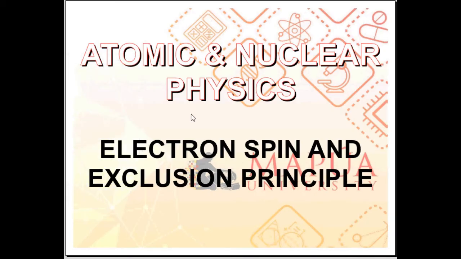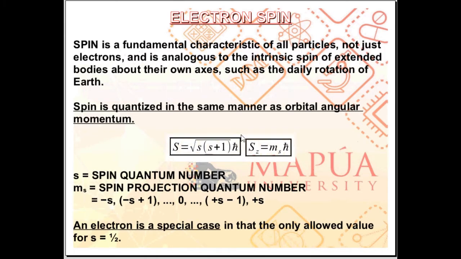So, continuing on with our discussion on atomic and nuclear physics. In this video, we cover the concept of the electron spin and the exclusion principle. Electron spin, or simply spin, is a fundamental characteristic of all particles, not just electrons. And just like, say, the Earth rotating on its axis as it moves around the sun, in the case of atoms, the electrons also spin on their axis as they move around the nucleus.